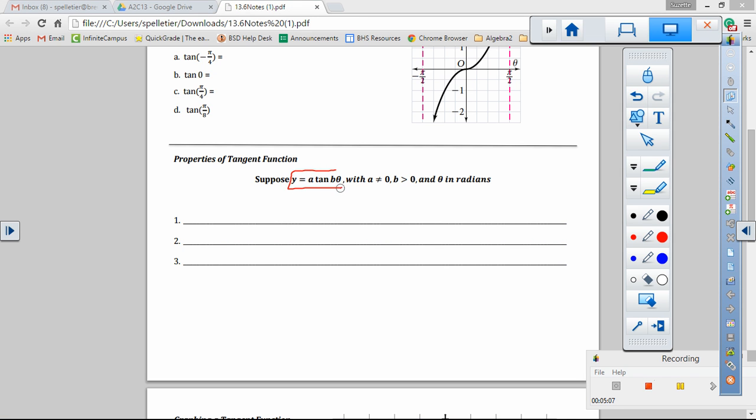Again, the function looks very similar to that of a sine or a cosine, but these are different. Pi over b is equal to the period of the function, not 2 pi over b, just pi over b for a tangent, so that's different. And then one cycle occurs between negative pi over 2b and pi over 2b. So between those two is where the one cycle occurs.